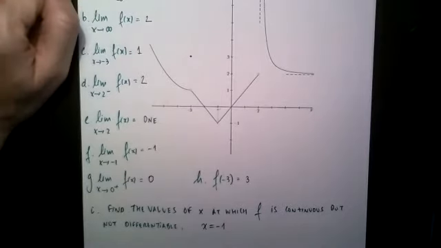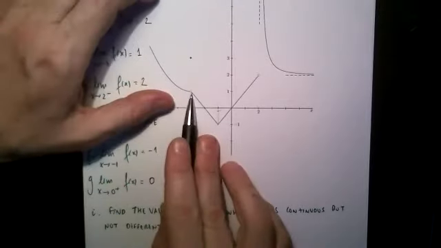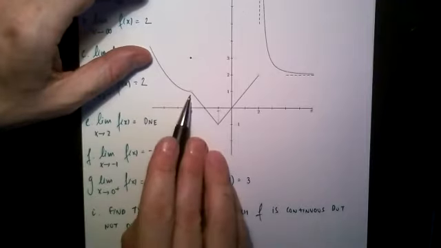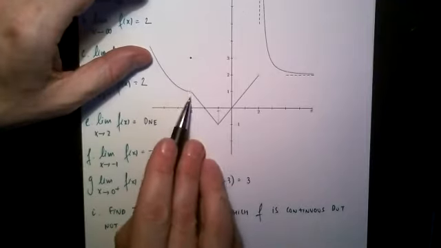Anyone? Is it because it's not continuous? Very nice. Okay, very good. At 3, it's not continuous, and the question says, find the values where f is continuous but not differentiable. And like you said, very good. At -3, it is not continuous.